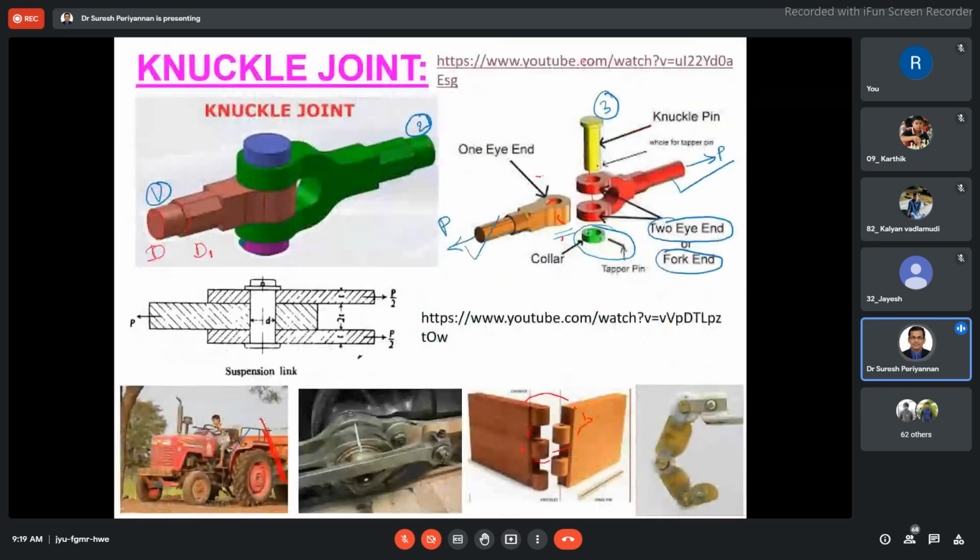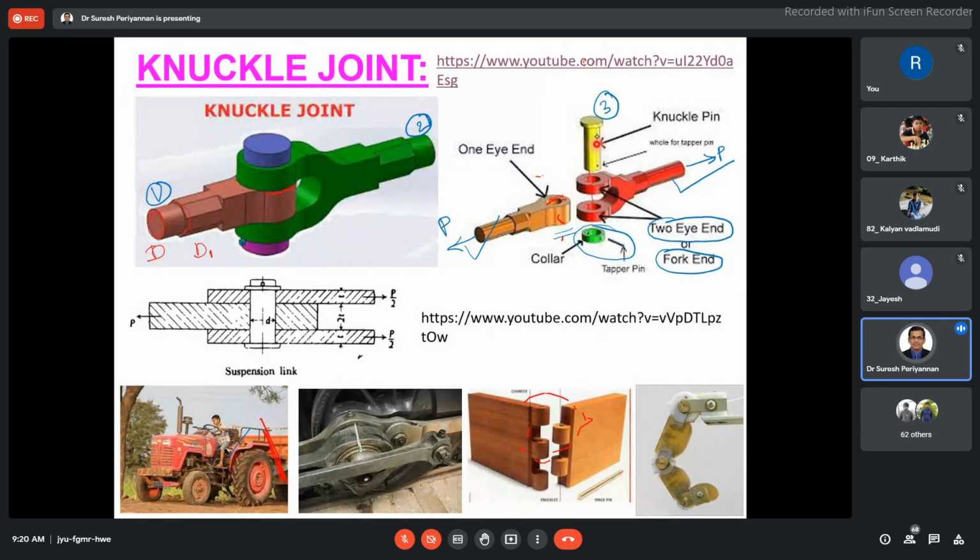See here, this region of the pin is going to have shear. We already discussed this, but this inner surface region is also going to have shear. See my pointer here: this region of the eye end is going to be subject to shear, right? This region is engaged with the fork.